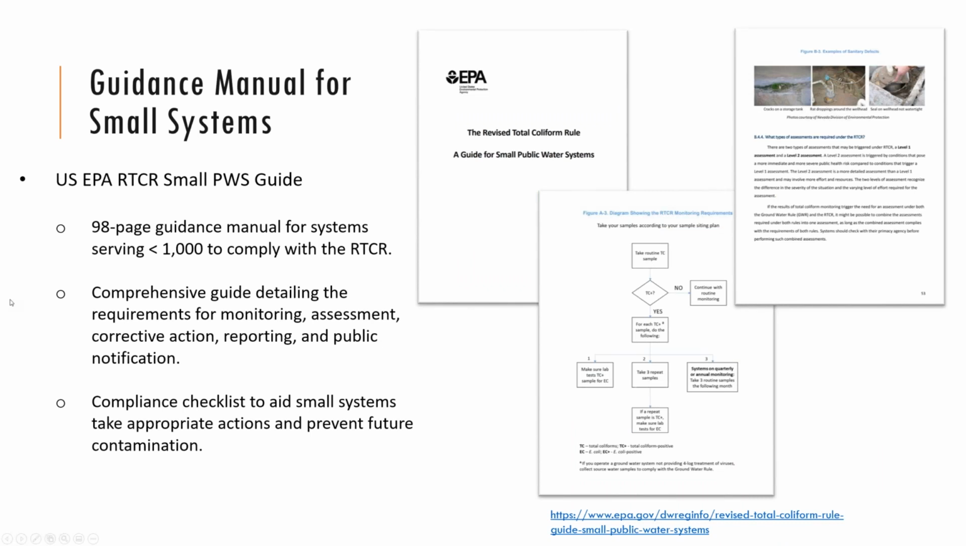Now, those were resources that focused on individual components of the RTCR, but I also wanted to highlight US EPA's 98-page guidance manual for small systems. I've seen this document located on the majority of states' websites as an additional resource. This manual is geared towards small systems serving less than 1,000, and it goes through the RTCR in detail and what small systems are required to do to comply with the rule. The manual provides information on monitoring requirements, how to find sanitary defects through assessments, examples of corrective actions, and reporting and public notification requirements as well.